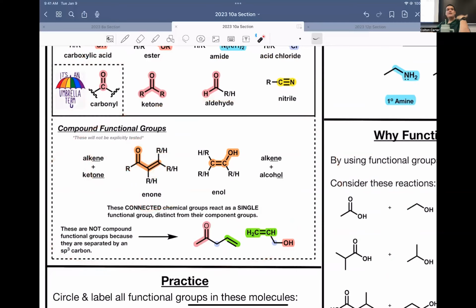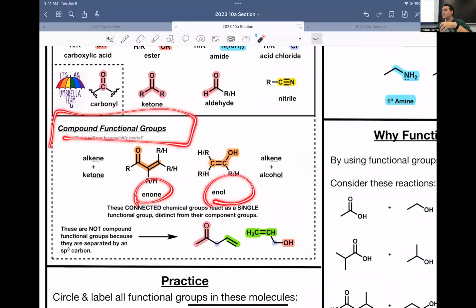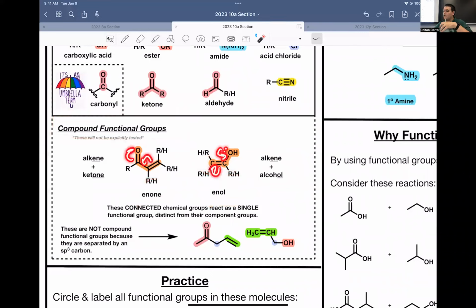So in lecture 3, you're going to learn some reactions for enones that do not happen for just ketones. Knowing that distinction is helpful to give you some language to talk about what we're going to learn about. Similarly, if you have an alkene alcohol, it's an enol. But the only reason that these are compound functional groups and their own separate thing is because there's resonance for each of these, like here and here.